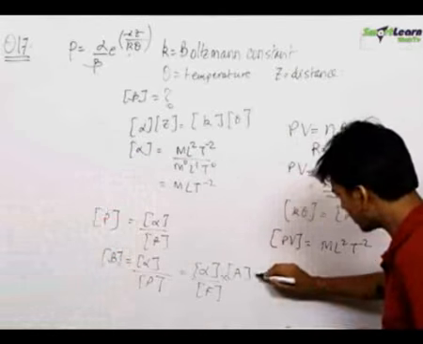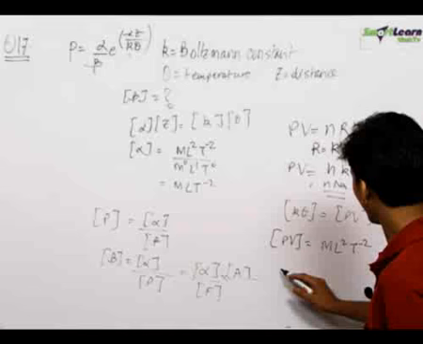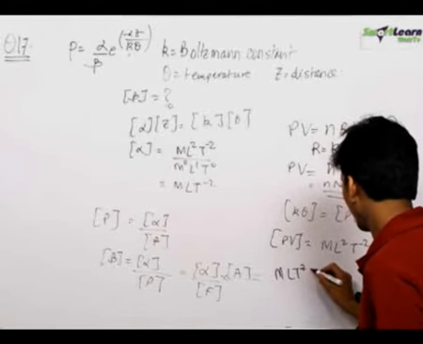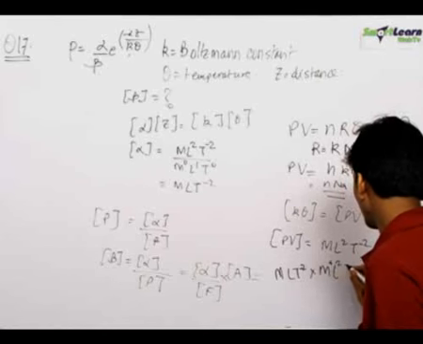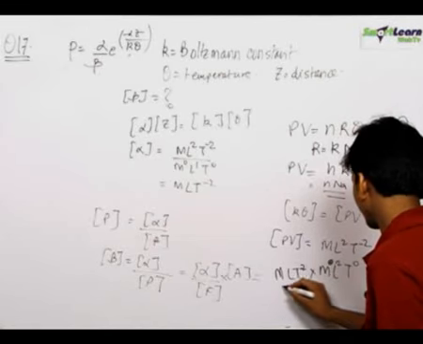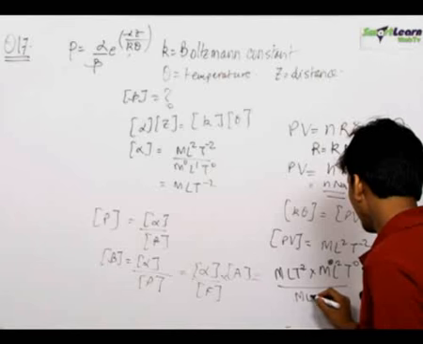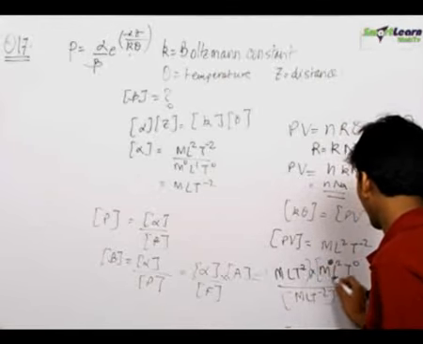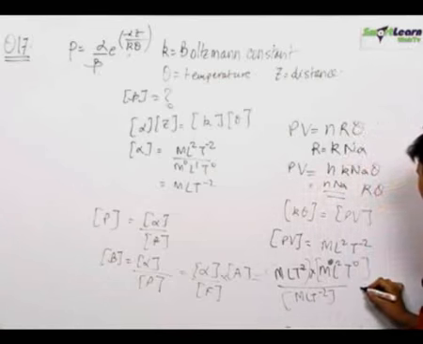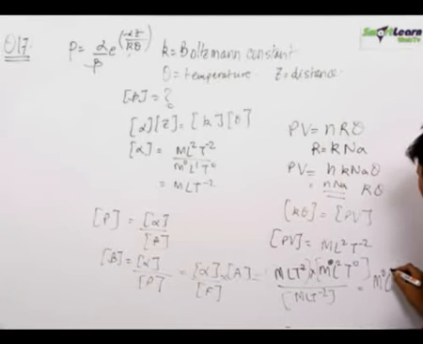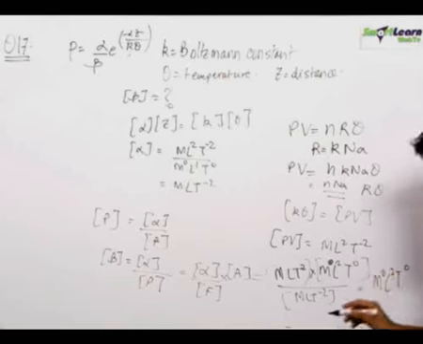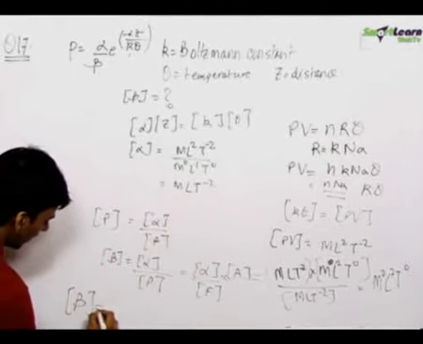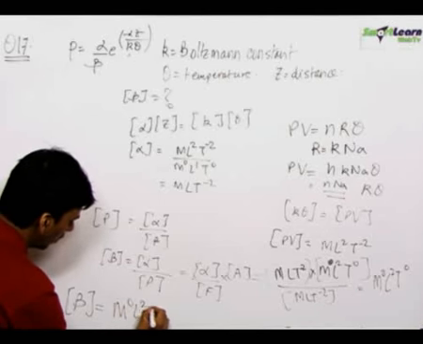So we feed in the values here to get dimensions of alpha. We found out as MLT^-2 into M^0 L^2 T^0 upon MLT^-2, which was the dimension of force, which we remember. So these two cancel and we get the final answer as M^0 L^2 T^0. So the final answer is dimensions of beta is equal to M^0 L^2 T^0.